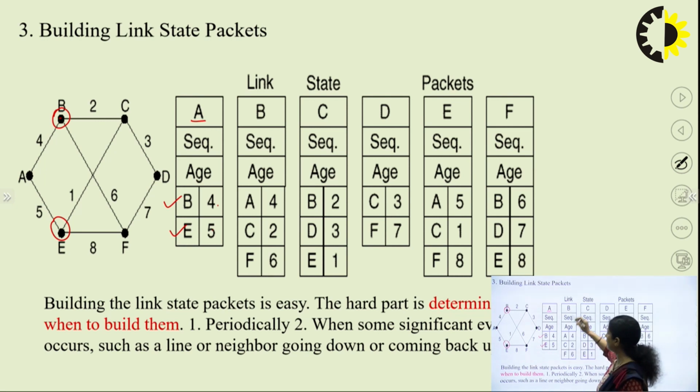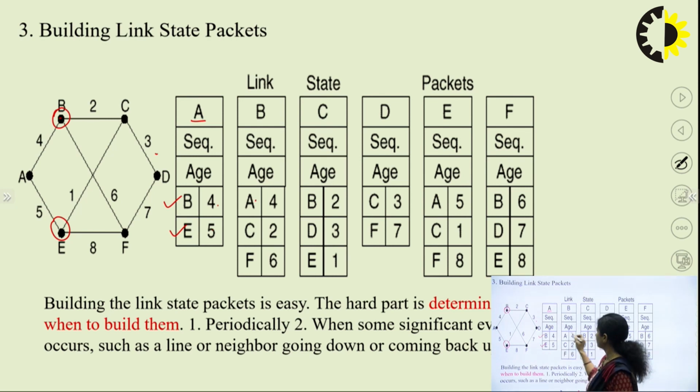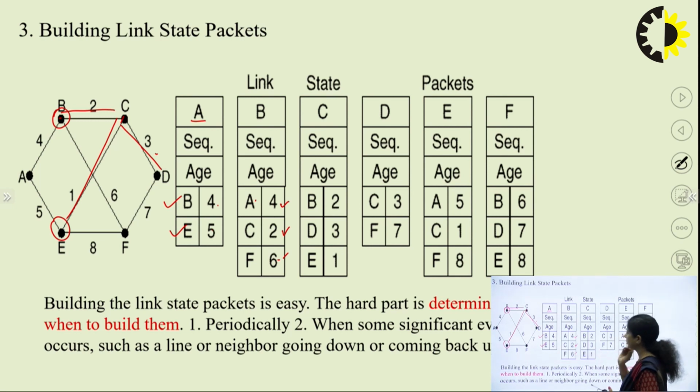Similarly, for B, the neighbors are A, C and F, and the respective distances are 4, 2 and 6, right? We see over here. The third one is C. The neighbors of C are B, D and E, and the respective distances. Similarly for D, E, F.